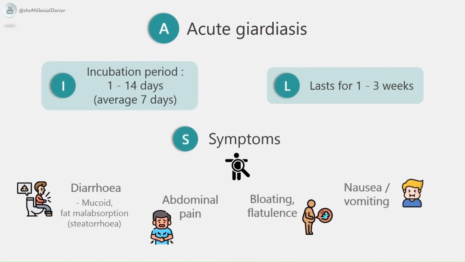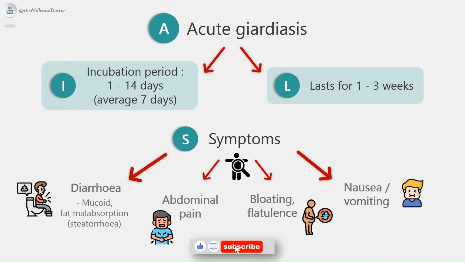First, the acute giardiasis. It develops after an incubation period of 1 to 14 days, an average of being 7 days, and usually lasts for 1 to 3 weeks. The symptoms include diarrhea, abdominal pain, bloating, nausea, and vomiting.